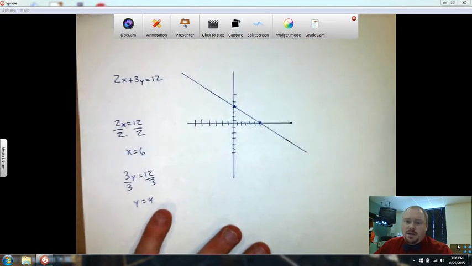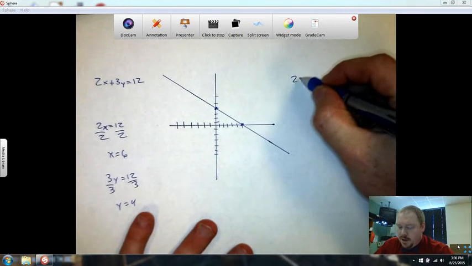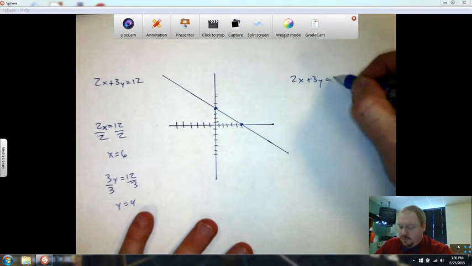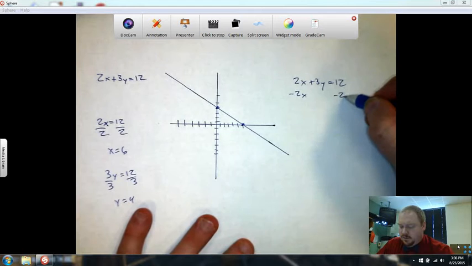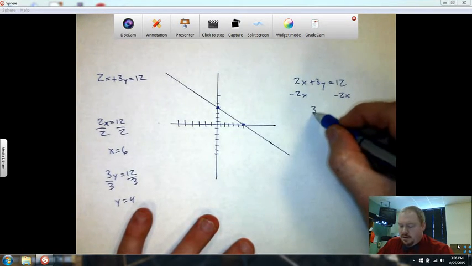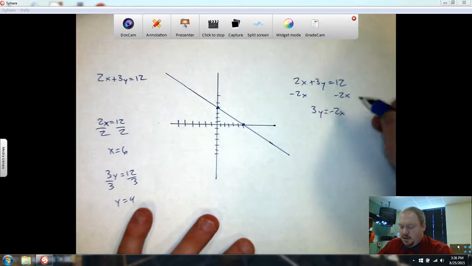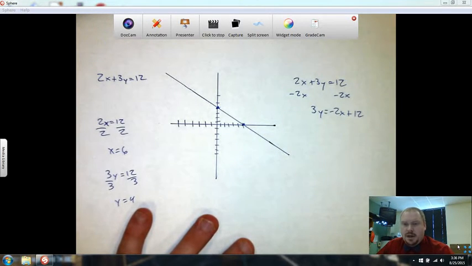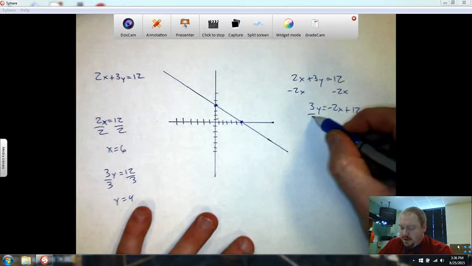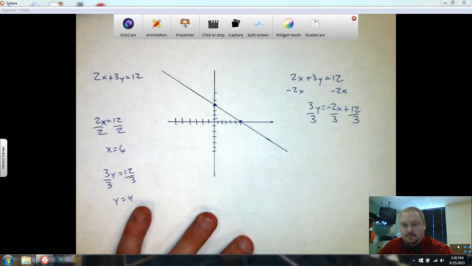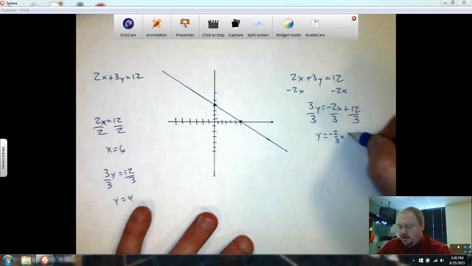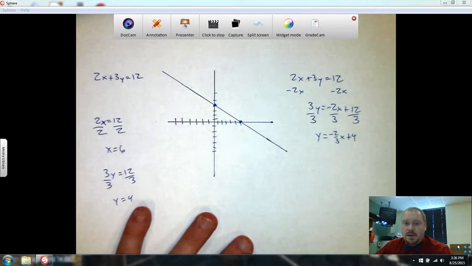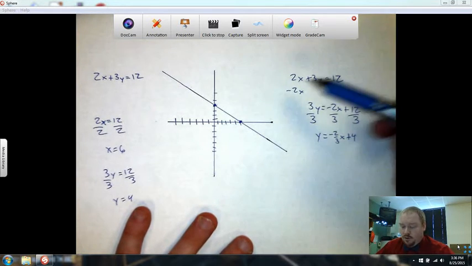Another way of doing it would be to get y by itself by first subtracting 2x from both sides. That would give me 3y equals negative 2x plus 12. Then I could divide everything by 3. That leaves me with y equals negative 2/3 x plus 4.